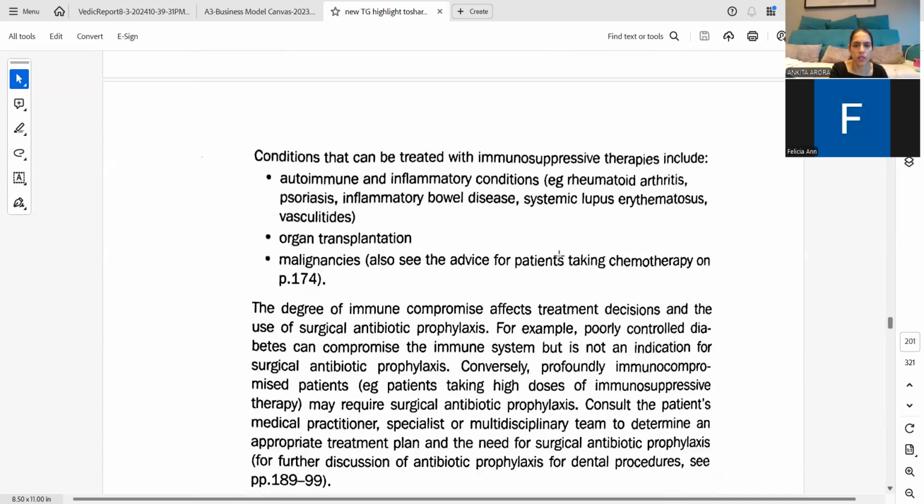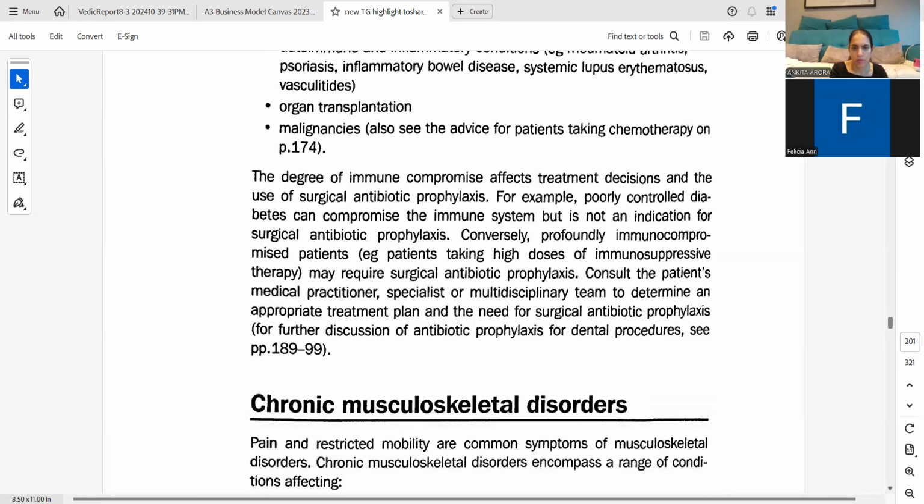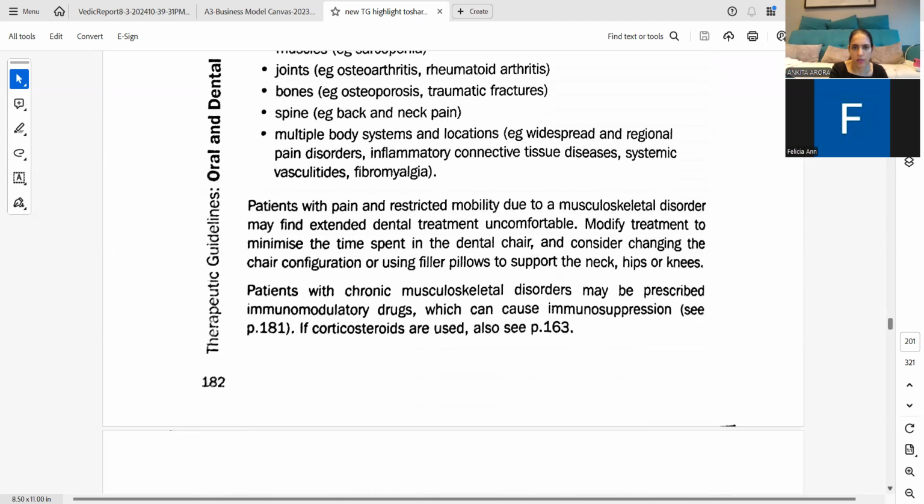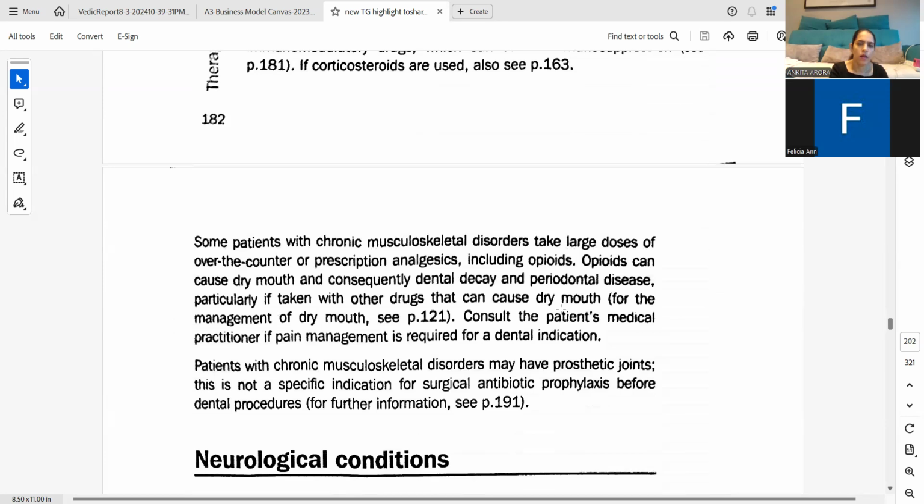Now the next is conditions that can be treated with immunosuppressive therapies, autoimmune and inflammatory conditions. We read this. We were here, musculoskeletal. If corticosteroids are used, there can be need to top up the dose of corticosteroids before treatment.